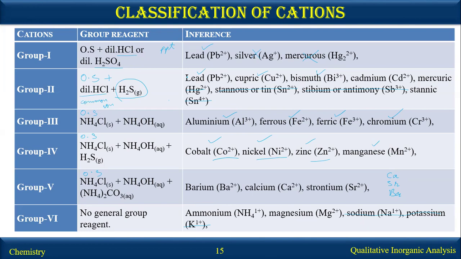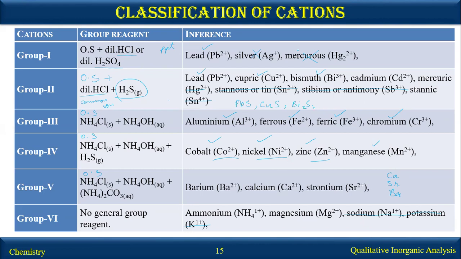So in group 2, all of these ions can be identified by their sulfide. For example, lead sulfide. There could be the formation of copper sulfide. There could be formation of bismuth sulfide. So the group reagent is H2S. And in group 1, the group reagent is dilute HCl or H2SO4. You can use either one of them, not both of them.